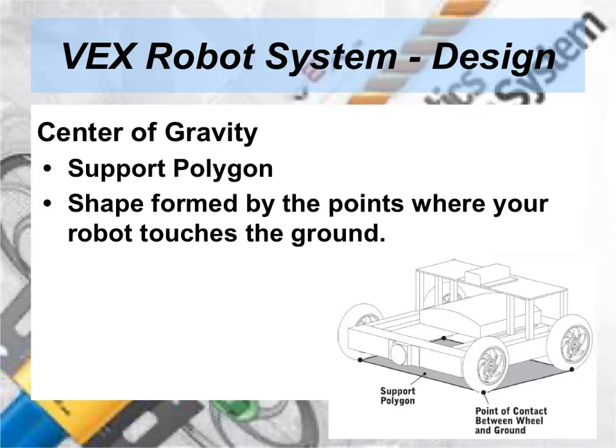What is a support polygon? Well, the support polygon is the shape formed by the points where your robot touches the ground. Now, usually the wheels are what touch the ground, and it varies by design, but there's always one support polygon for any stable robot configuration. The robot on the screen has a support polygon that is made by drawing the point of contact for where the wheels touch the ground, and then drawing a box or polygon on where those points connect. That is your support polygon.